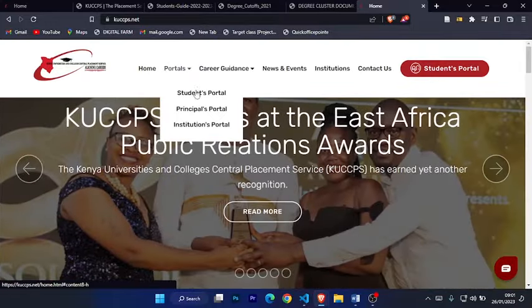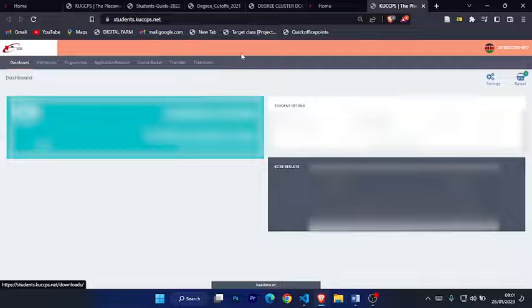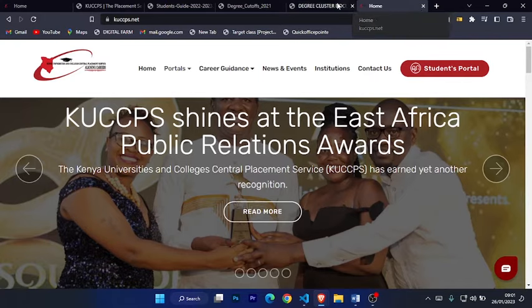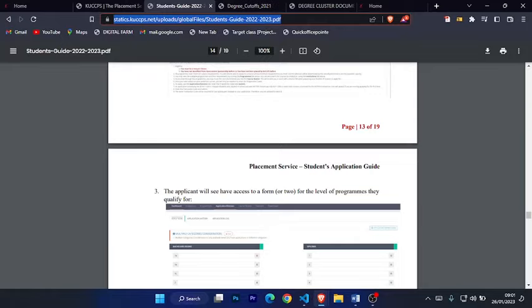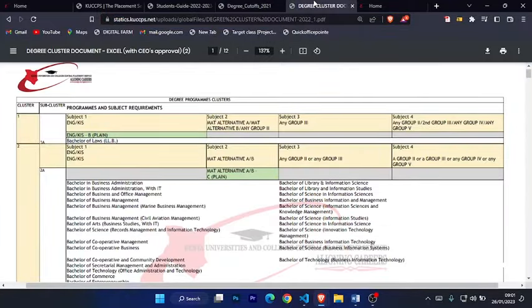You go to the student portal. When you are at the student portal, you can head over to downloads. When you are on the downloads, you can find this document there, the student's guide. You can walk through the document. But for those who don't want to walk through the document to know what it talks about, this is how you get your cluster points. For that information, this is a degree cluster document.